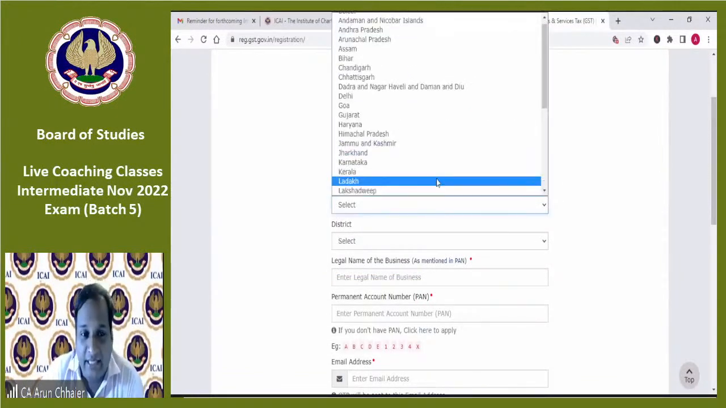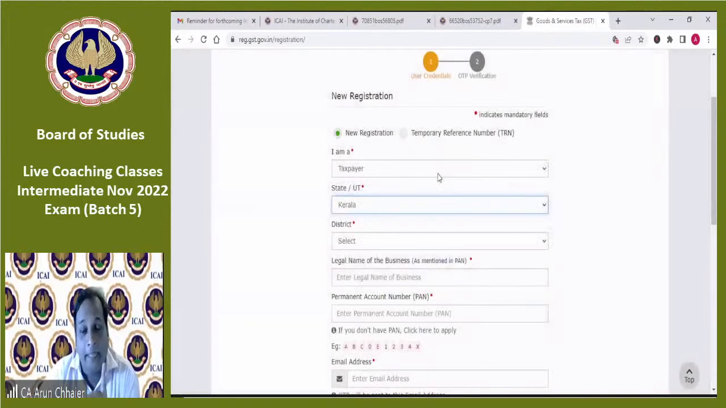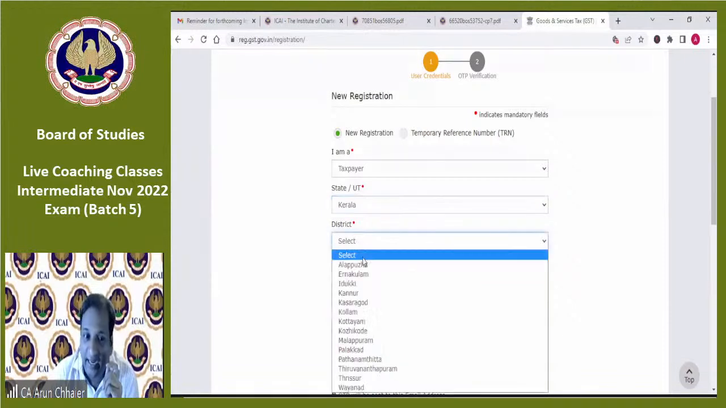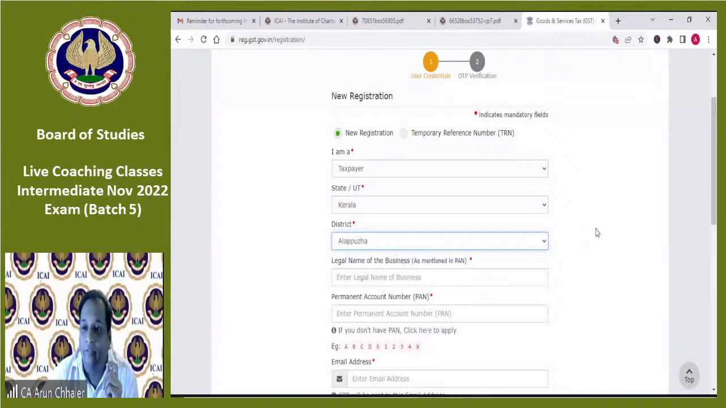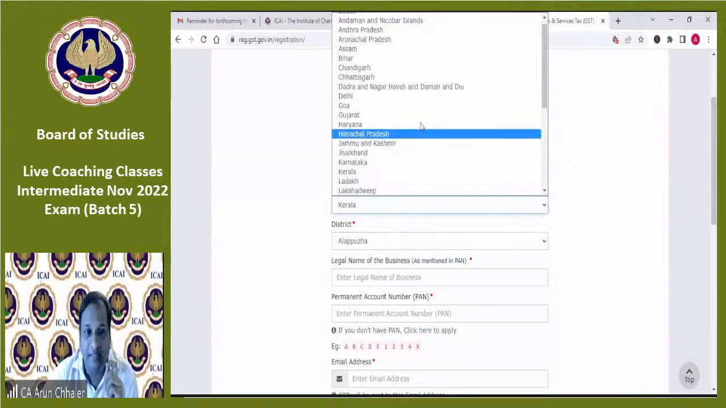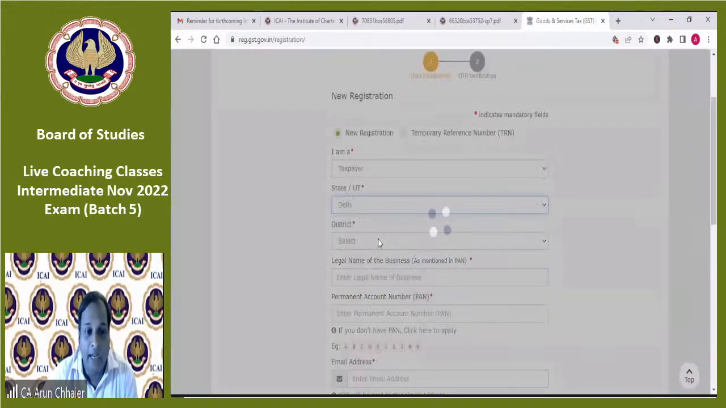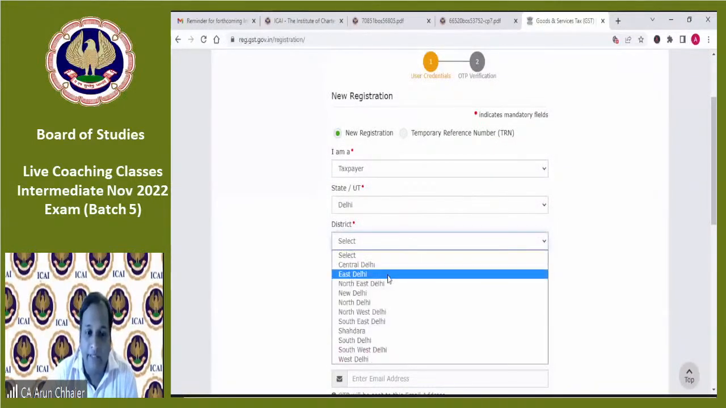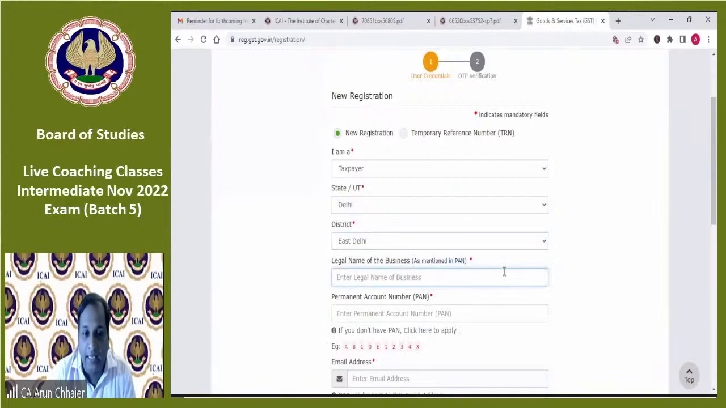Then which state? We all know that GST is state-wise registration. So therefore, I need to select the state, and in the state, where is the district? For example, let me select Delhi, and in Delhi, I am having the presence in East Delhi. Legal presence.